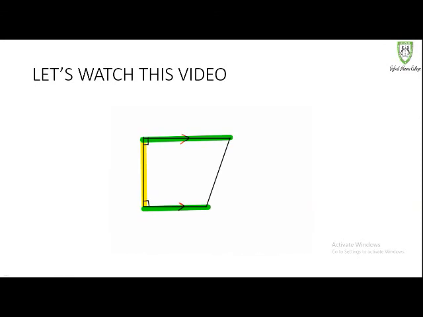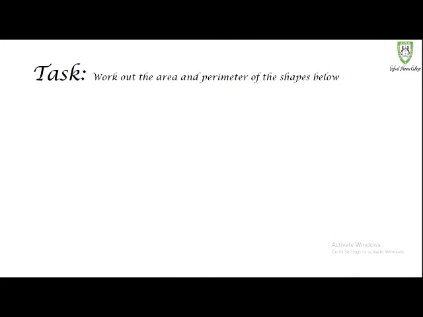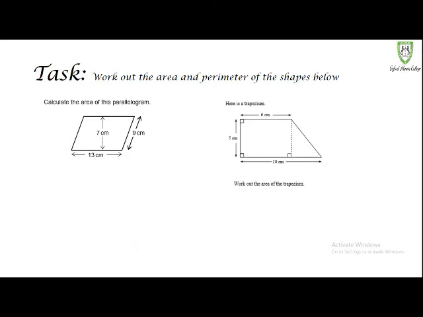Alright, let's move on. Okay, so the task before us is to work out the area and perimeter of the shapes below. Question 1, question 2, and question 3. Alright, I look forward to your response. These same questions will still be posted on the Edmodo platform. Make sure you work out your solution and keep it, so that by the time you are being assessed on this, you'll be able to give the correct answer.